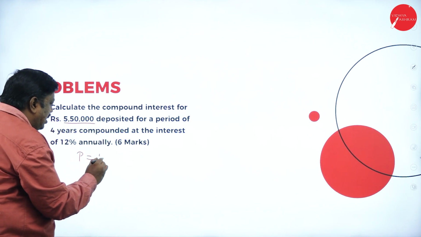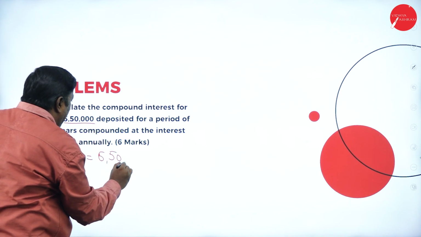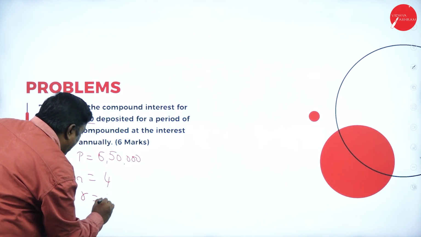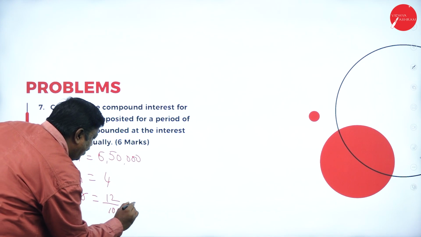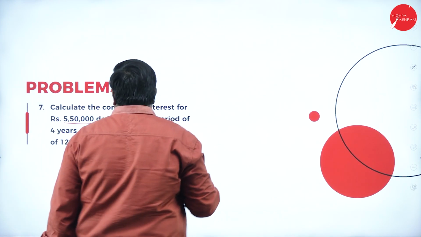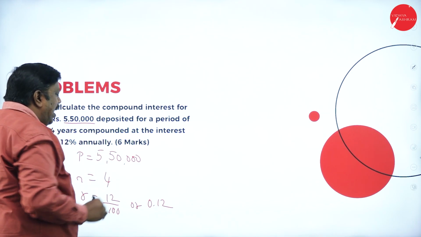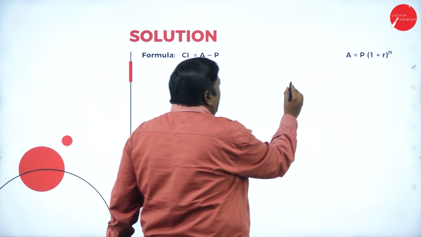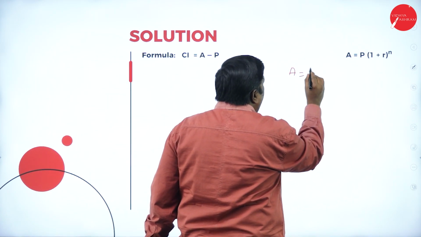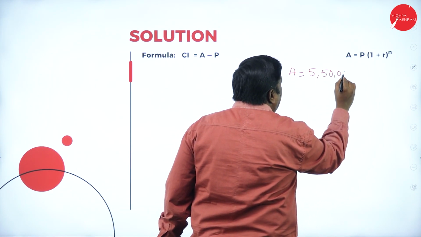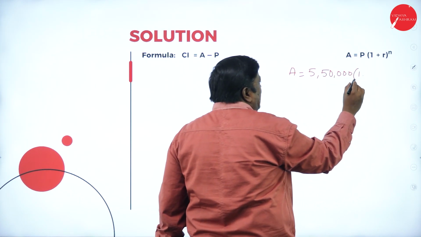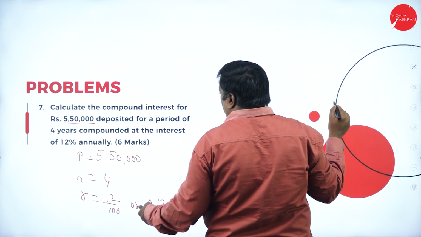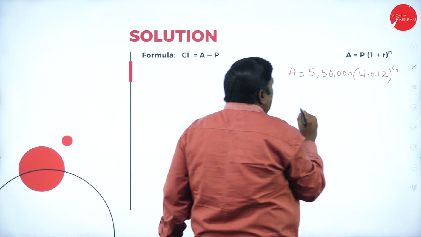In the next concept we have taken here, the amount is 5,50,000. The principal amount is 5,50,000 and N will be 4 years and R will be 12 by 100 or 0.12. The amount we are invested here is 5,50,000. So now the annuity value for 5,50,000, annuity is equal to 5,50,000 into 1 plus 0.12 to the power of how many years? 4 years.